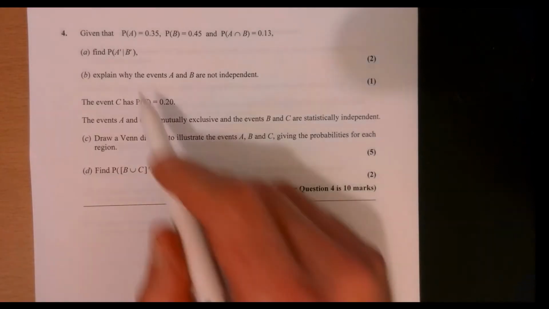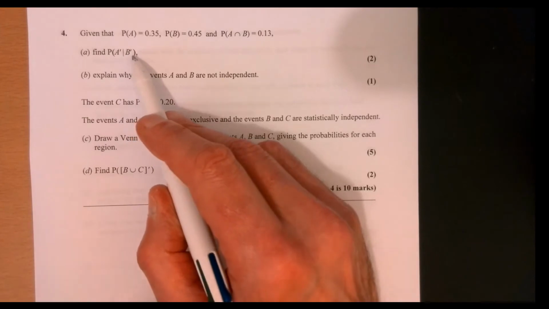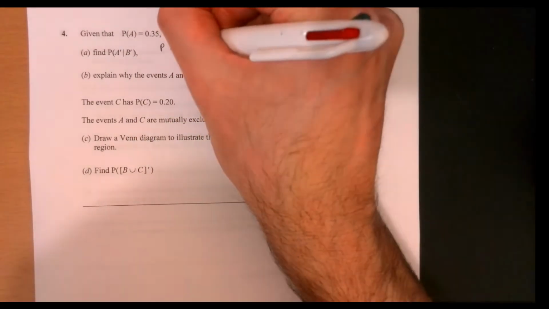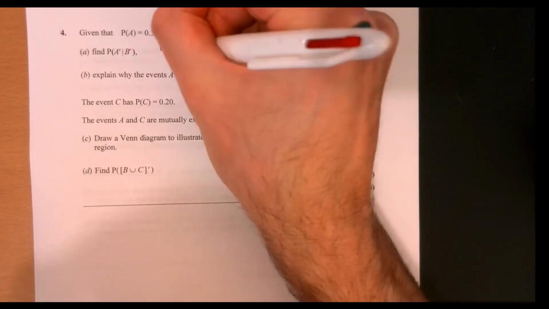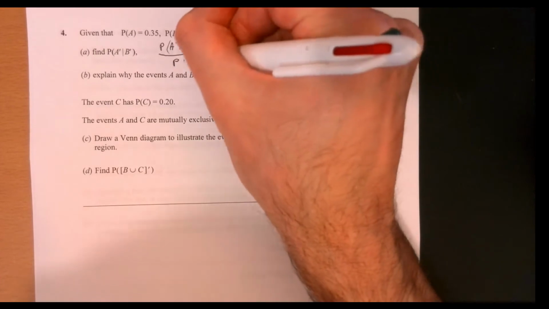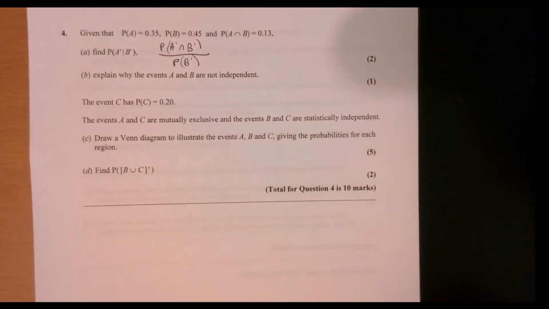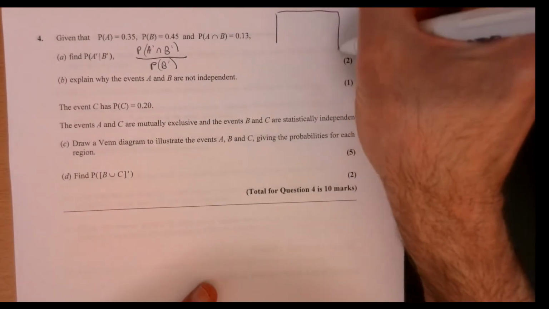Question 4. So the probability of not A given not B, that's the same as the probability of not A intersection not B over the probability of not B. Now the easiest thing to do here is just to think of your Venn diagram.